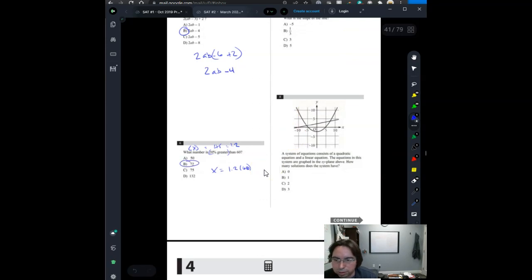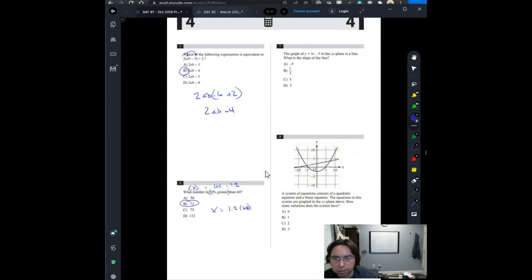All right, let's look at number 7. It asks what is the slope of the line. We can see the graph of the line y equals 3x minus 5. What is the slope of the line? The slope is 3. Therefore, the answer choice is C on this one.